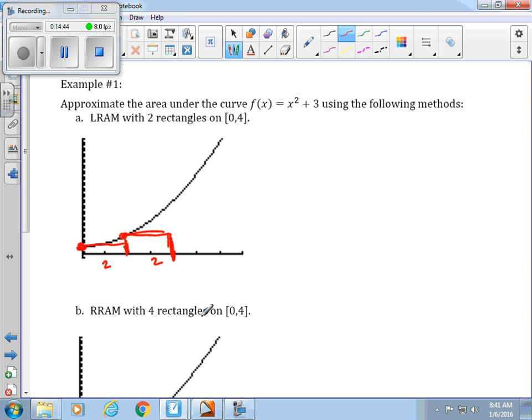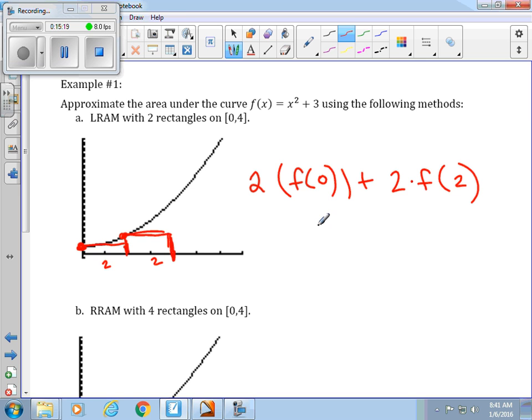So the only thing I need is the height. Well, how would I find the height? The function, right? So I have 2 times this point here, isn't that f of 0? Everyone agree that that would be f of 0? Everyone see that? Plus 2 times f of what?